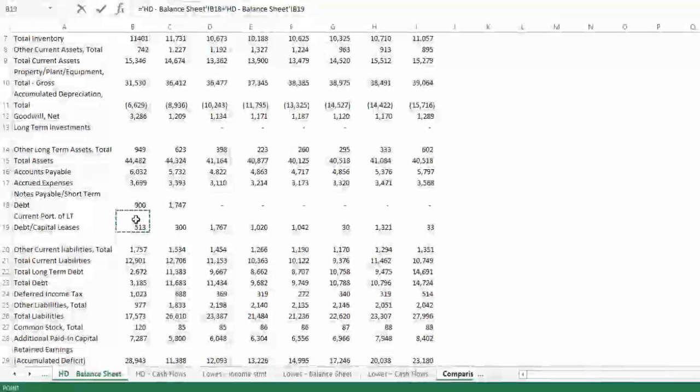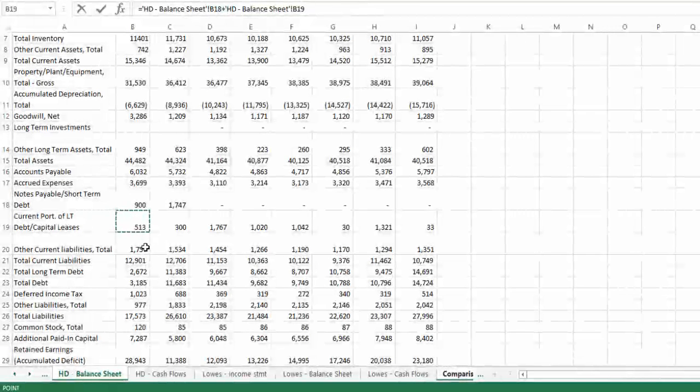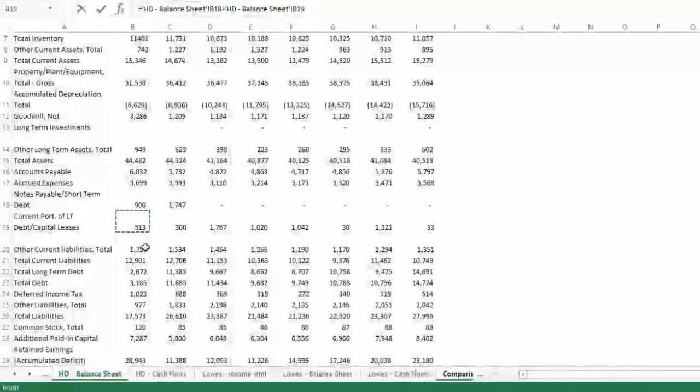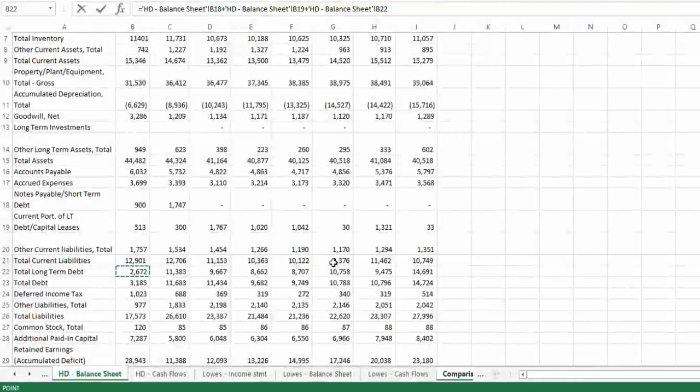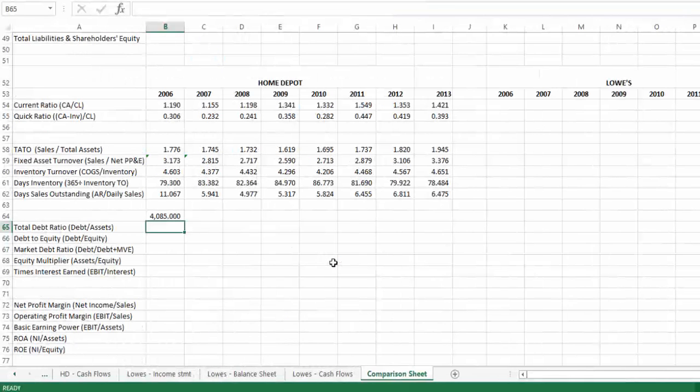Other liabilities, I'm going to ignore those and just pretend those aren't interest-bearing. To find out for sure, I would look at the notes on Home Depot's financial statements. For our purposes, it's okay if we just ignore them for now. We do also want to add in the long-term debt. So this one right here, that's clearly going to be interest-bearing. And we get a number of 4085 for our debt.